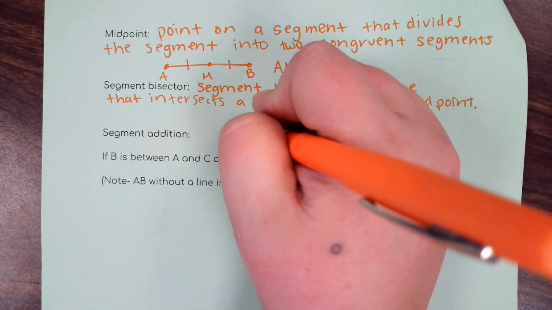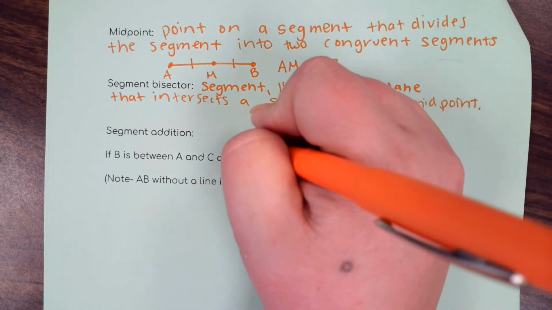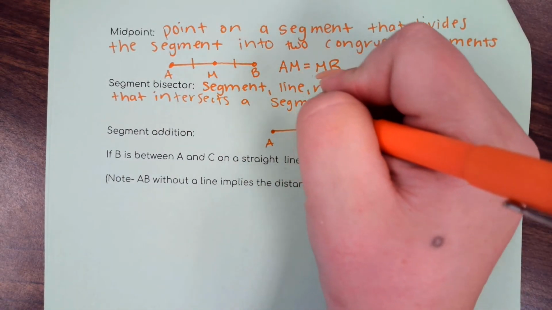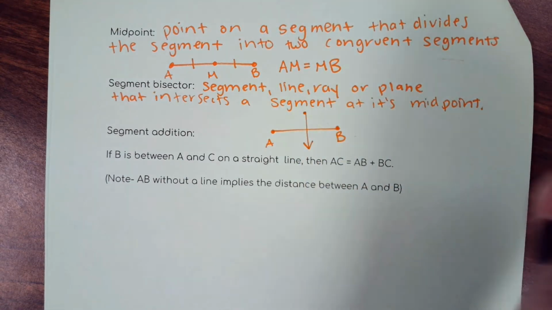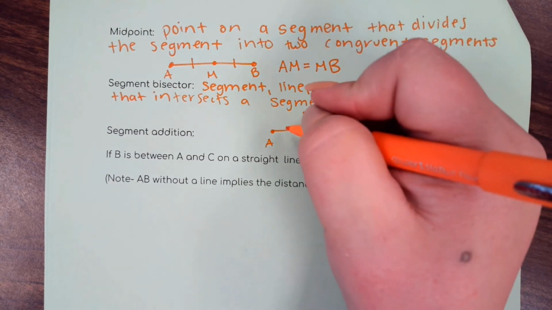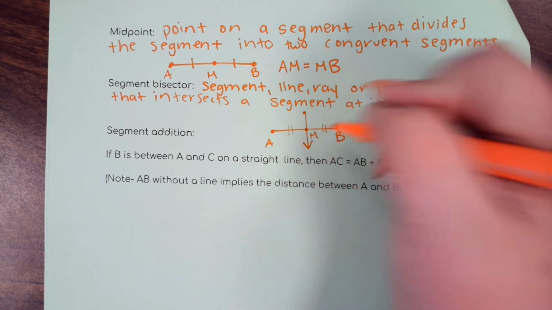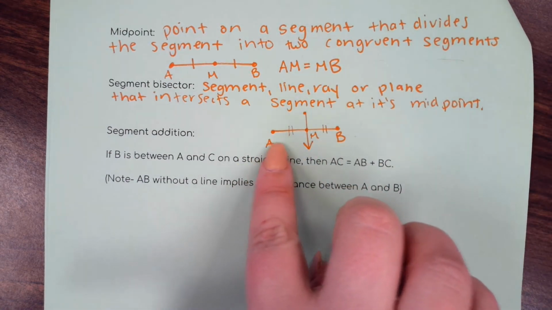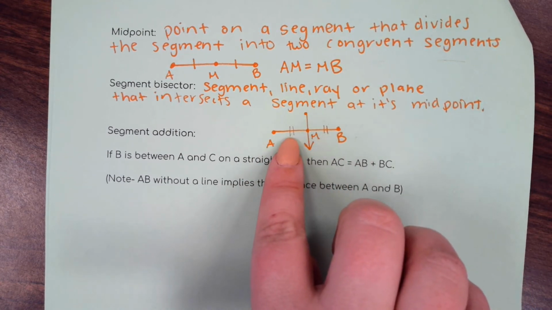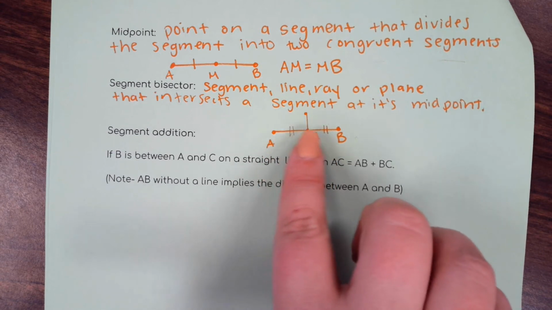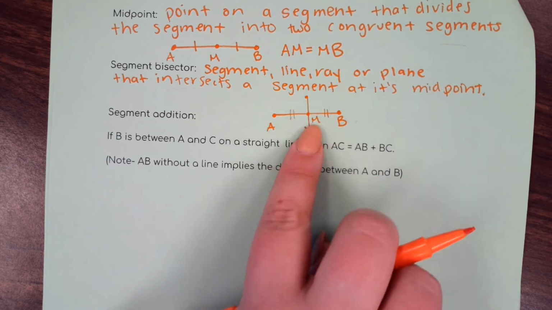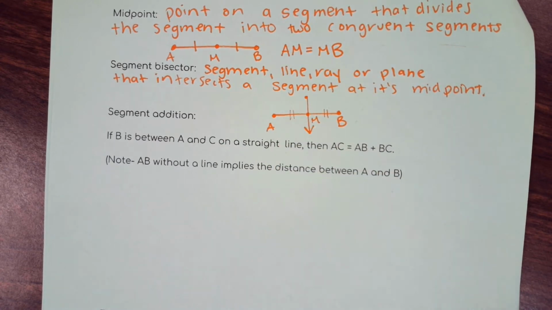So that would look like this. Let's draw a segment here, A, B. Let's say I have a ray coming down this way, and it intersects at M, and we know that's my midpoint because I'm going to mark it. Notice this time I put 2 tick marks on AM and 2 tick marks on MB. As long as they have the same number of tick marks, that tells us those two are congruent. Therefore, M is the midpoint, and this ray is our segment bisector.